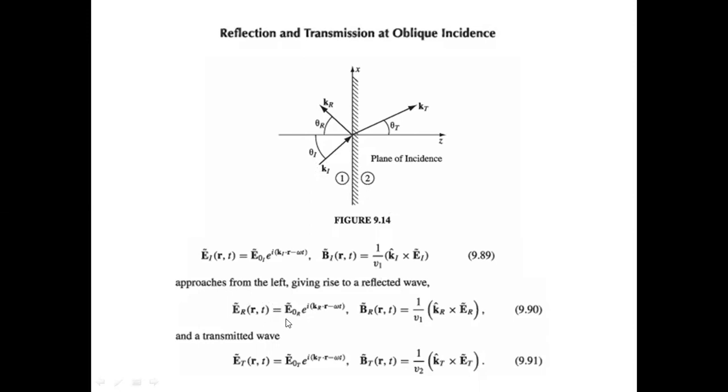The reflected ray will again have some amplitude and some phase factor, and its magnetic field component is again given by the same formula. And for the transmitted part, the only difference is that the velocity is different. Obviously, here the amplitudes denote the transmitted amplitudes, and the velocity is different. So here you have the velocity v2.